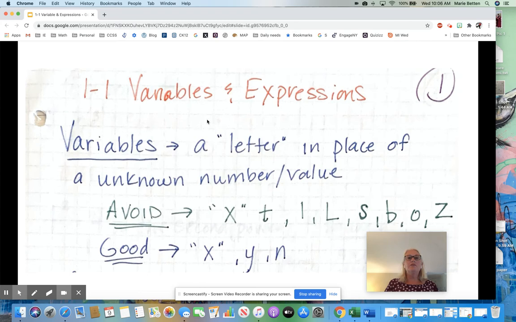First, we're going to begin with defining the word variable. Variables are a letter in place of an unknown number or value. Letters I'd like to see you avoid.